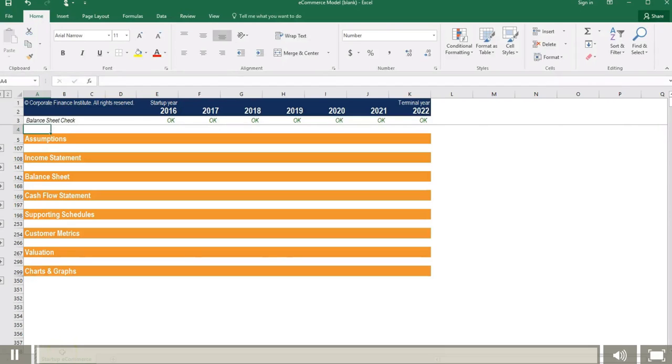Alright, we've completed our financial model and valuation of the e-commerce business. Let's quickly review what we've done here. We've laid out a model that's highly structured with assumptions in one area. This contains all of the hard-coded inputs. Everything below assumptions is only formulas. We've then got our income statement, balance sheet, and cash flow statement, which flow from the assumptions, and also use some supporting schedules contained here.